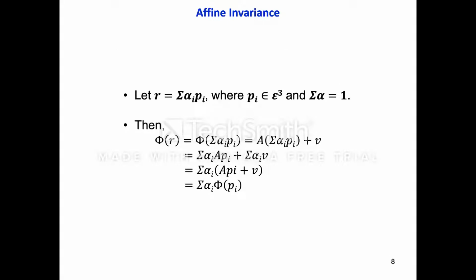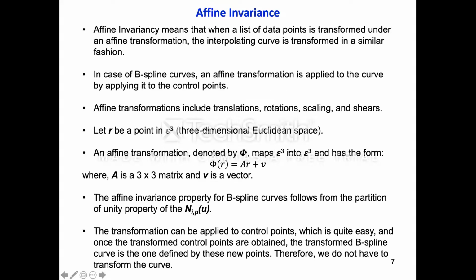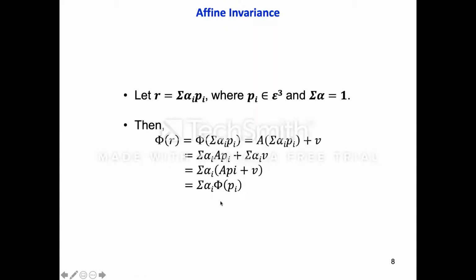So, let R equal the summation of alpha_i P_i, where P_i belongs to the three-dimensional Euclidean space and the summation of alpha_i equals 1. Now we substitute these values into the equation that we looked at in the previous slide, which is this one, and we get this, where phi of R equals the summation of alpha_i phi of P_i.